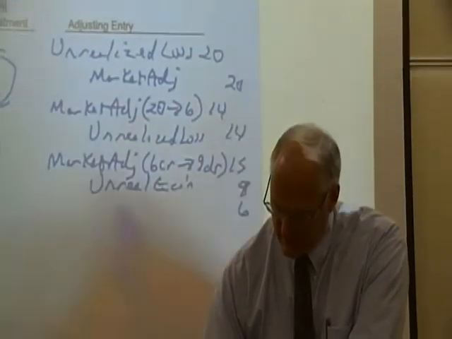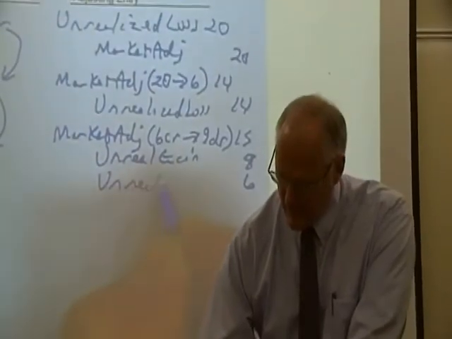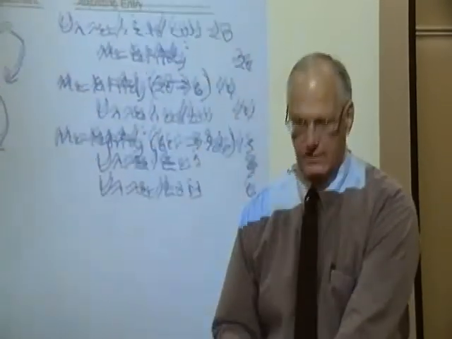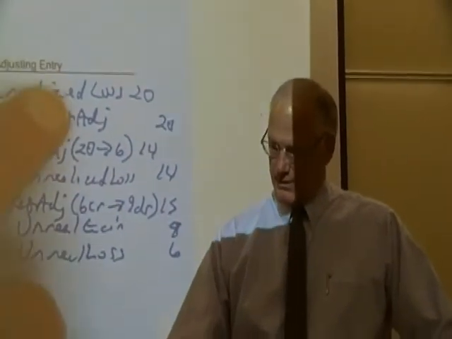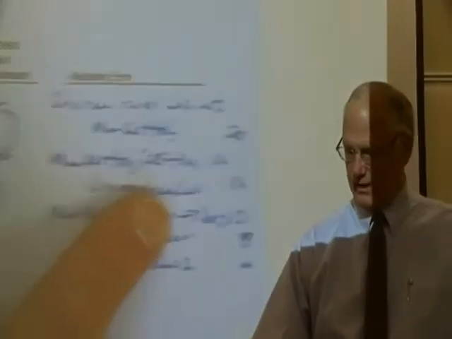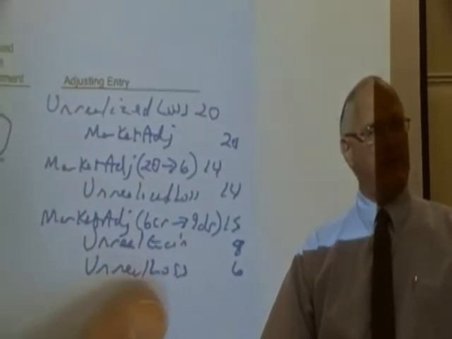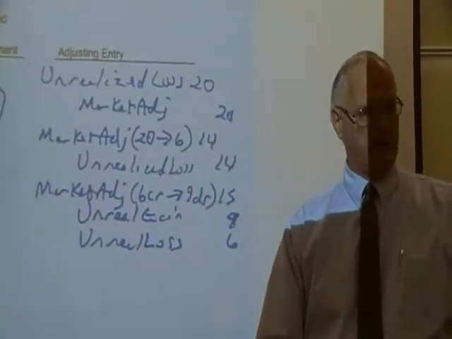So my plug figure is the unrealized loss that we had last year. Now the unrealized loss has a zero balance. We debited for 20, we credited for 14, we credited for 6, so it's down to zero because we're no longer in a loss position.